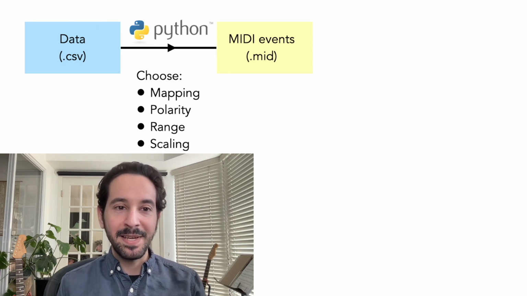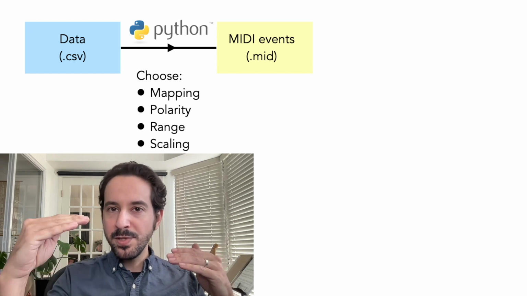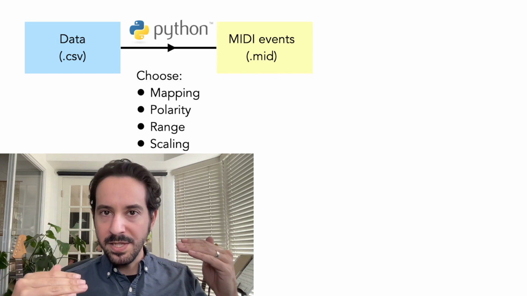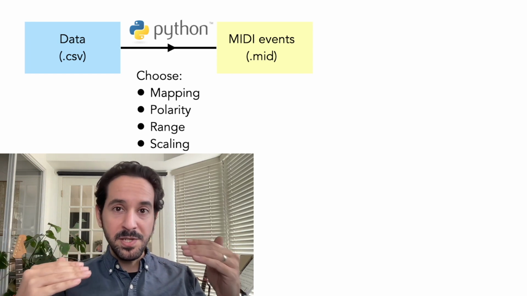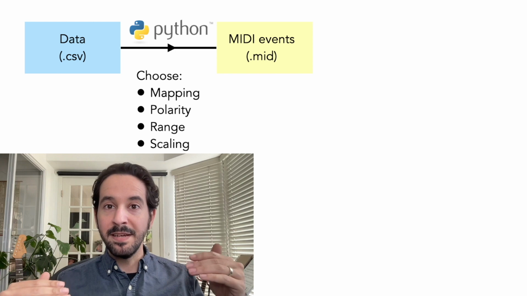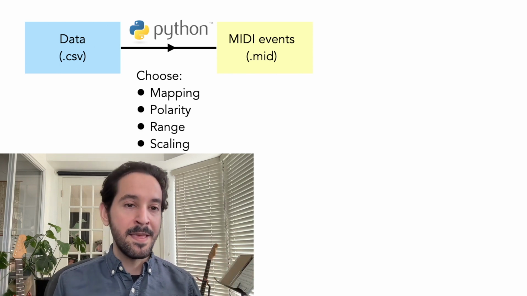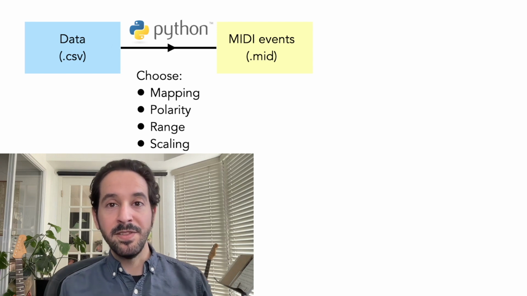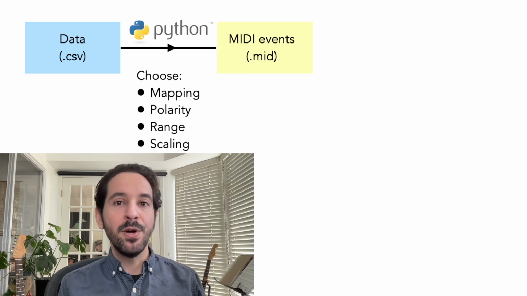For each mapping, you're going to have to decide the polarity of the mapping. That means, for example, do you want higher numbers in your data to correspond to higher musical pitches or lower musical pitches, or higher volumes or lower volumes? That's a choice you have to make, and it can have a really big effect on how people experience and understand your sonification. You'll also have to decide on the range of your mapping. So maybe, for example, what is the range of notes you're going to map the data to, or the range of volumes?